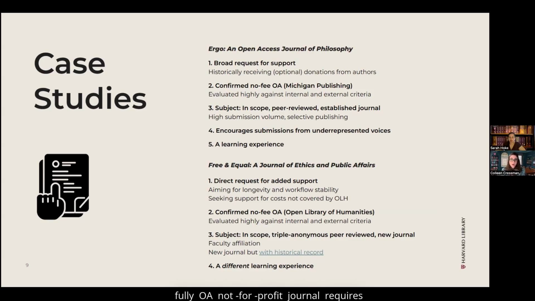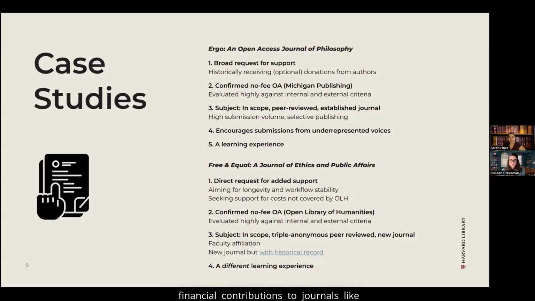While this meant I would be recommending a contribution beyond the journal's own ask, financially supporting a fully OA not-for-profit journal requires adjusting that locus of value from that of the research output alone to that of the research output in conjunction with its production and other relevant factors such as fairness to authors and adherence to best practices in OA publishing.